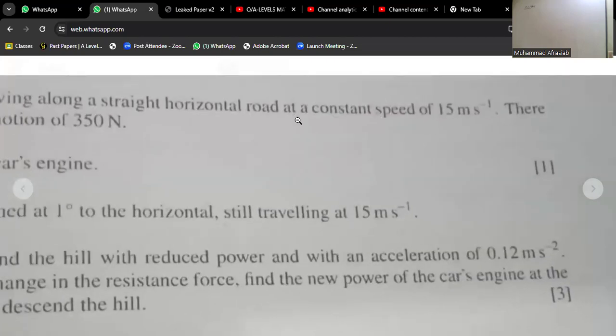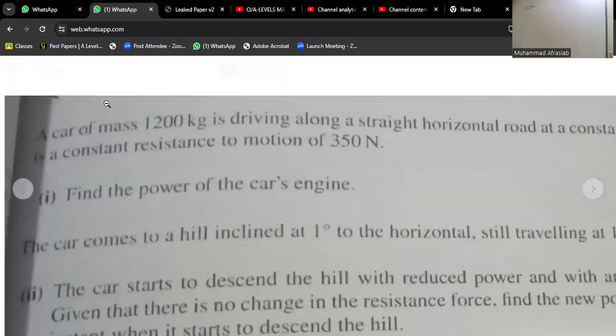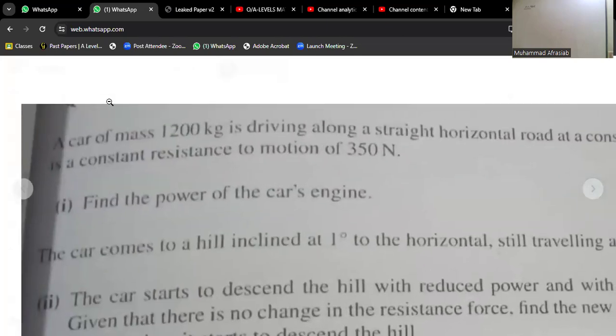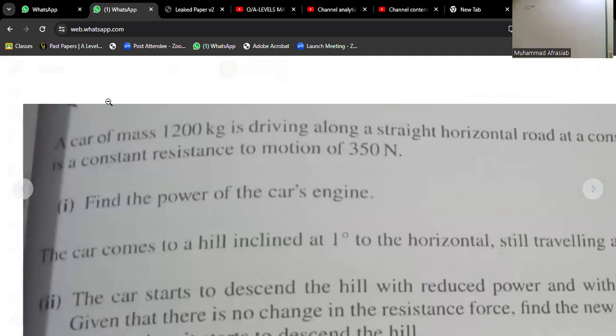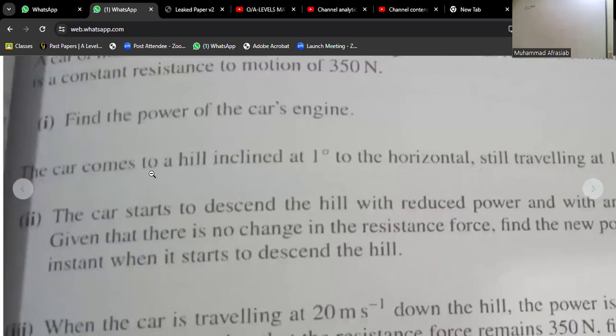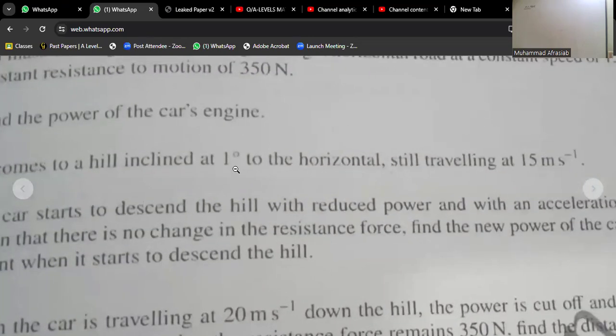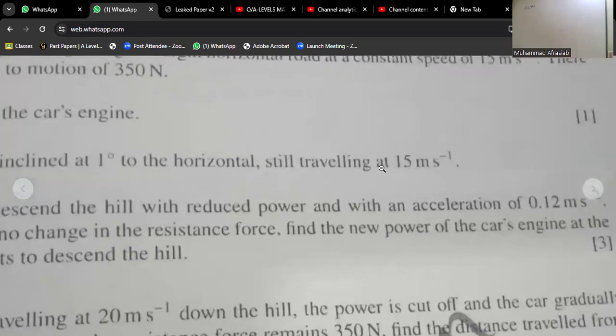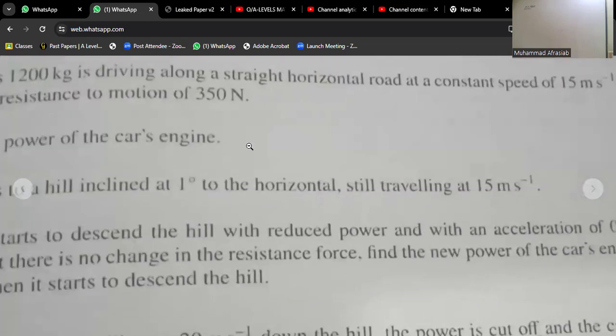There is a constant resistance to the motion of 350 Newton. Part 1. Find the power of the car engine. The car comes to a hill inclined at 1 degree to the horizontal, still traveling at 50 meters per second.